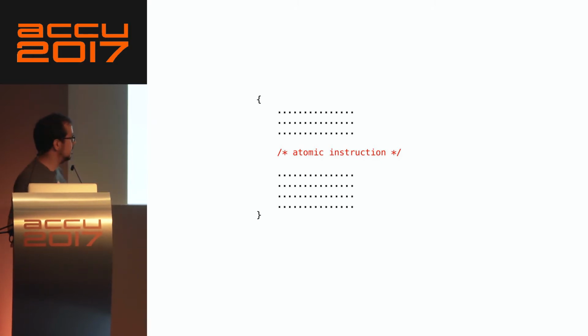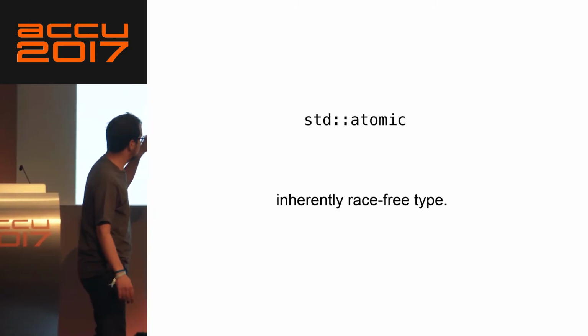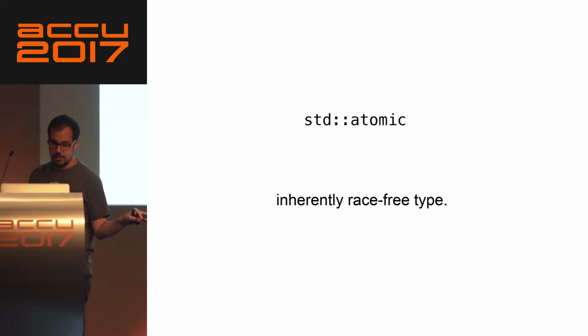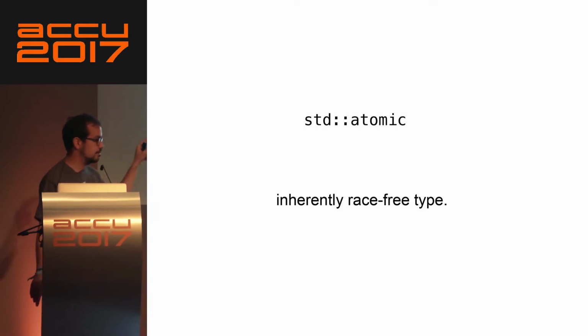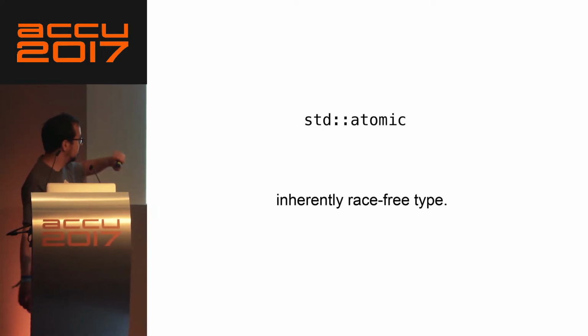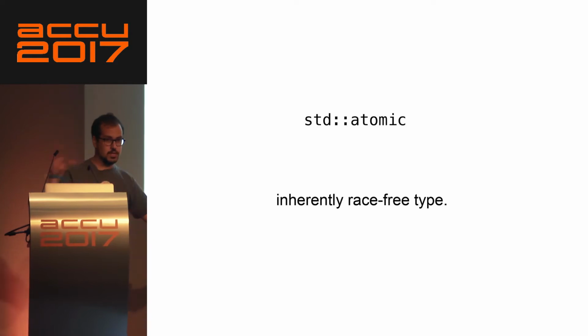But since C++11, this is all obsolete, because now we have a wrapper in the standard, which is called std::atomic. And std::atomic is a type in the standard that is inherently race-free, which means that you can read and write from an atomic variable without any locks, and it's defined behavior, and it's guaranteed race-free. And actually, it's the only type in C++ that has this property. And in the next minutes, I'm going to go through the whole interface of this class, because it's so important for the rest of the talk, just to make sure that we cover everything we need.